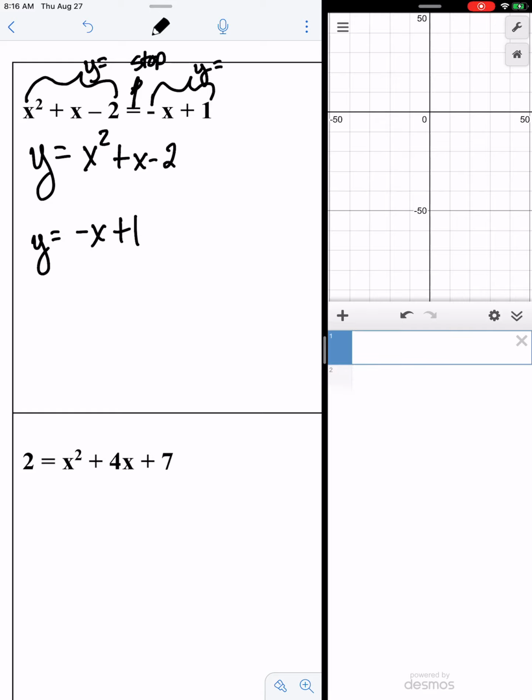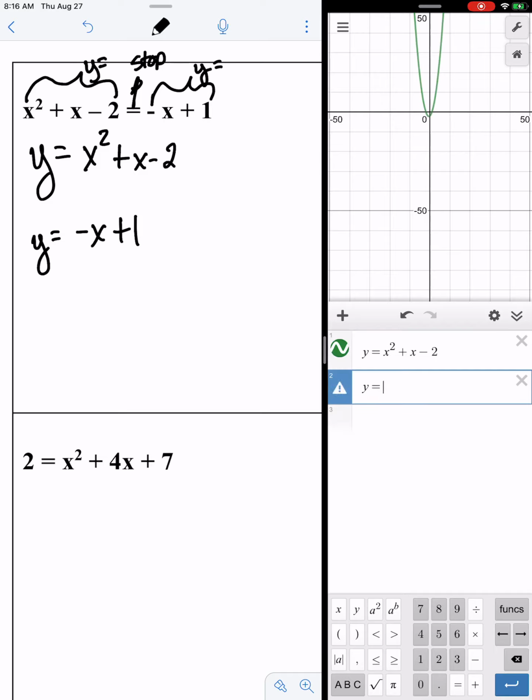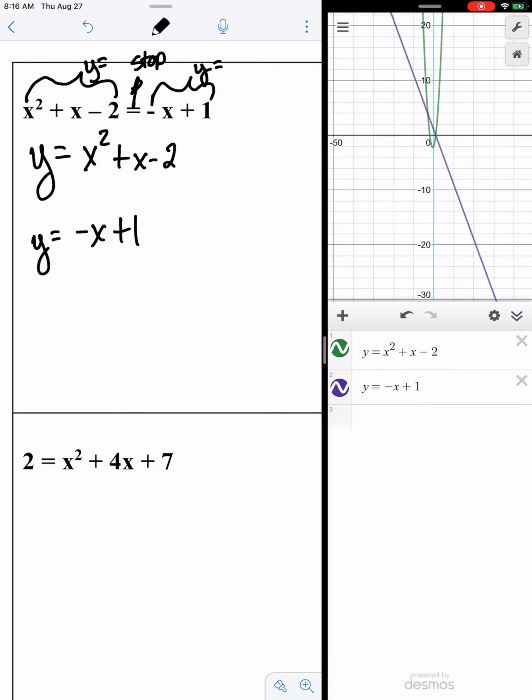So come to Desmos, y equals x squared plus x minus 2. Make sure you type your equations in correctly. Once you type your first y equals, you're going to stop, and then you'll start a new one. So y equals negative x plus 1. And your answer is where your graphs intersect.